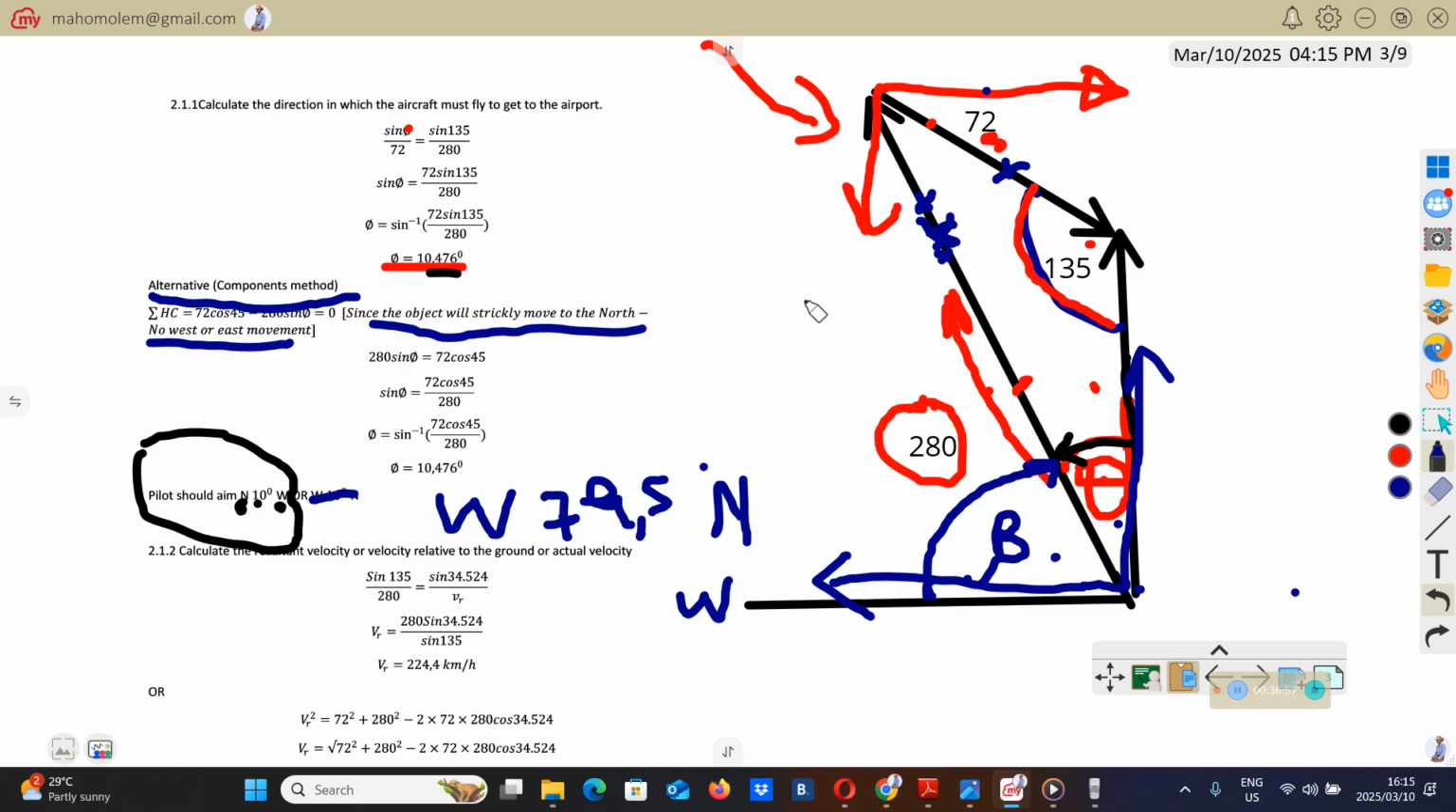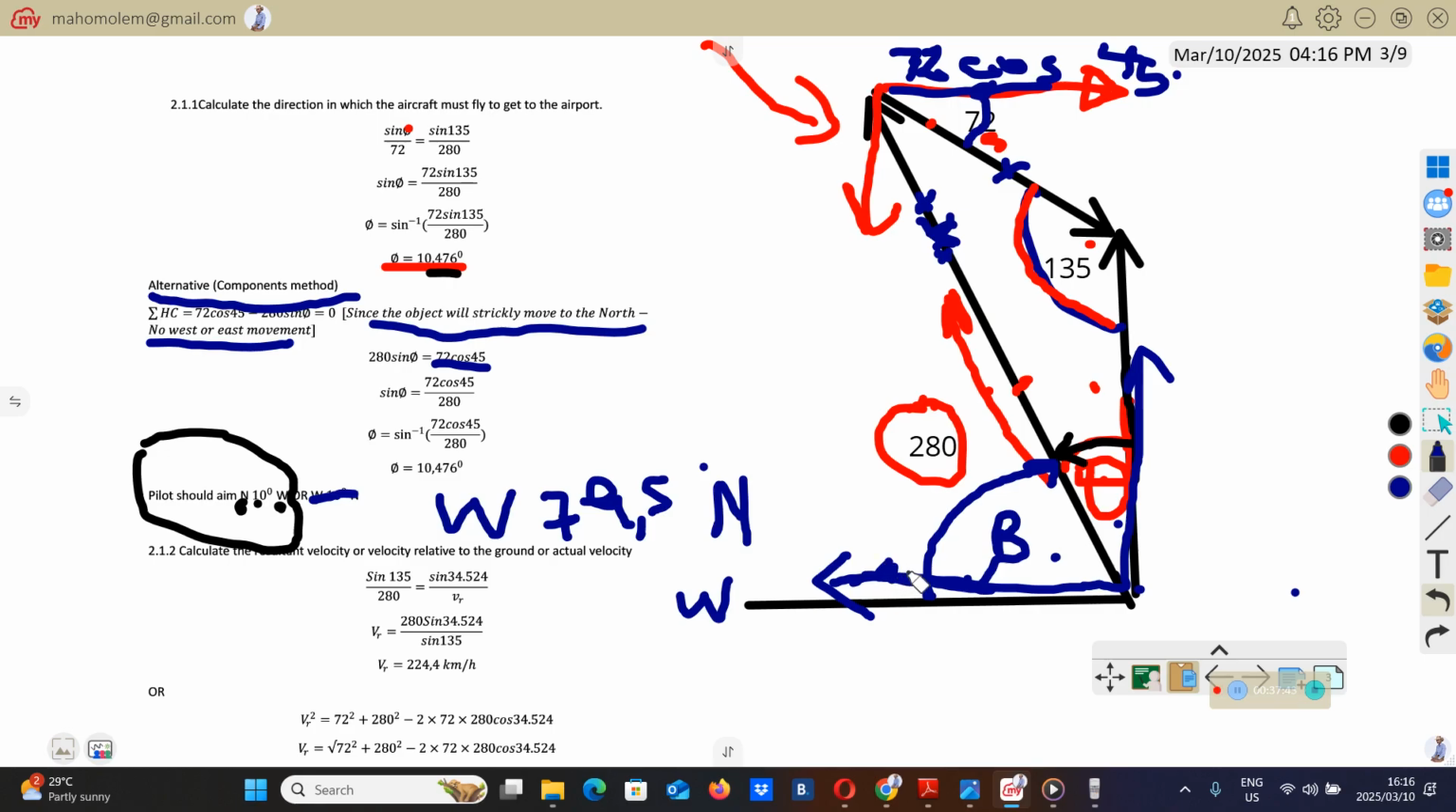Because of that, we can say that this component will be equal to this component here. This component to this side will be equal to this component. This is still 45, so you can call it 72 cos 45. So 72 cos 45 will be equal to this component here.